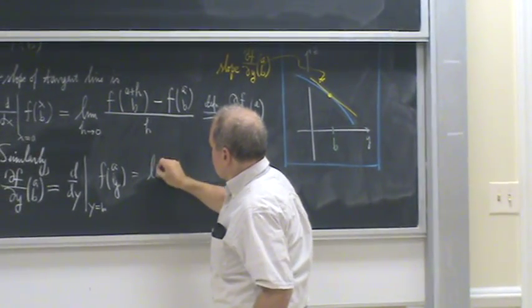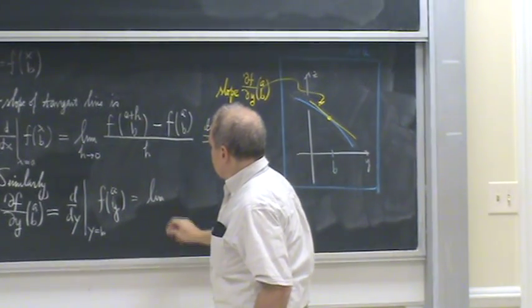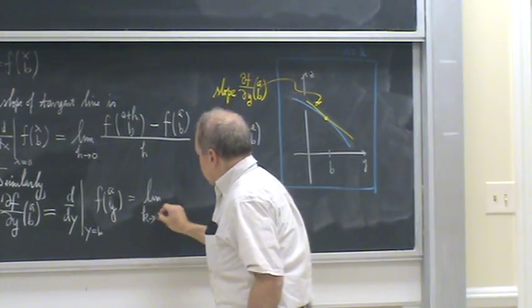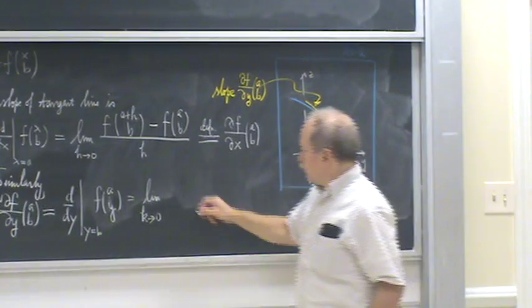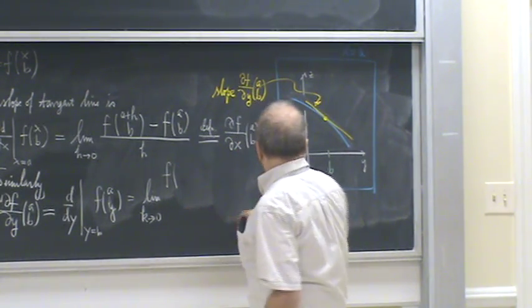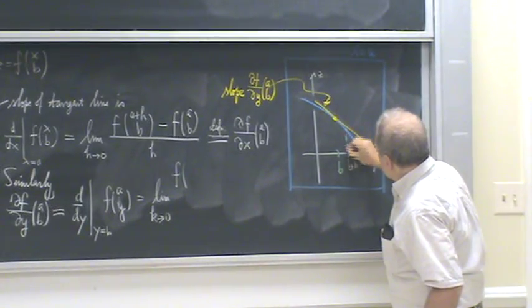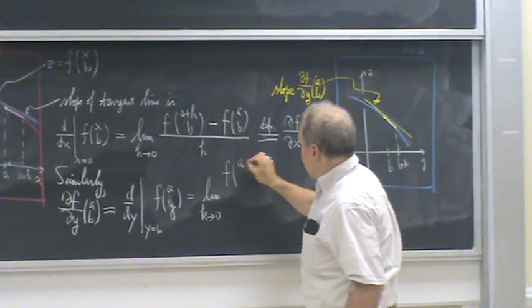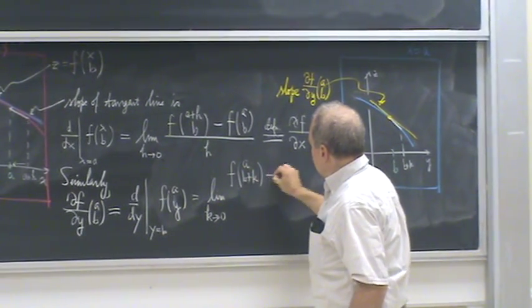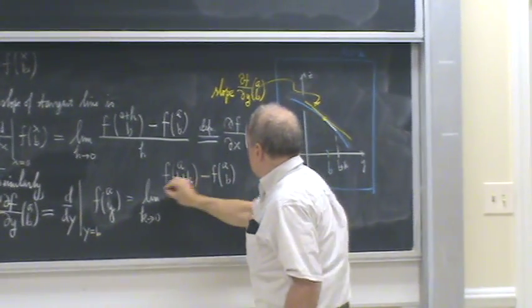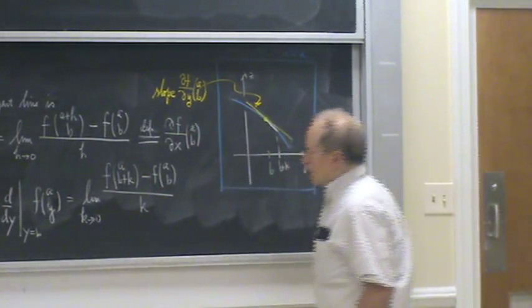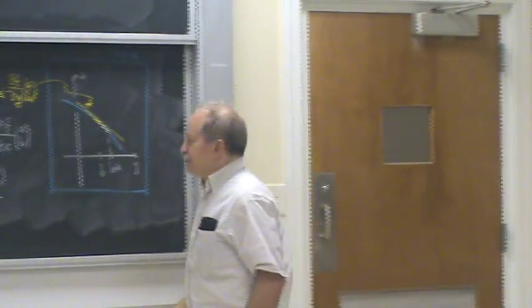And of course I can write that down as a limit as well. Maybe I'll use a different letter like k for varying the y. So I'm going to move over to b plus k here and do the same slope of the chord game that we did earlier. So x is a, y is b plus k, minus f of (a, b), all over k. Take that limit.